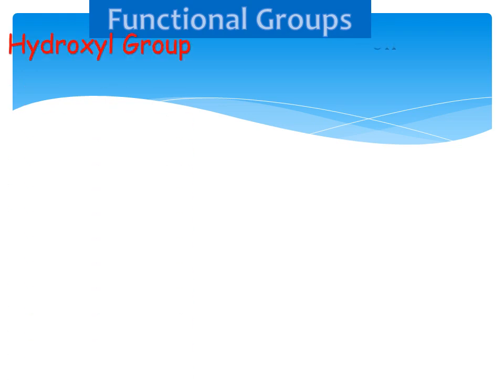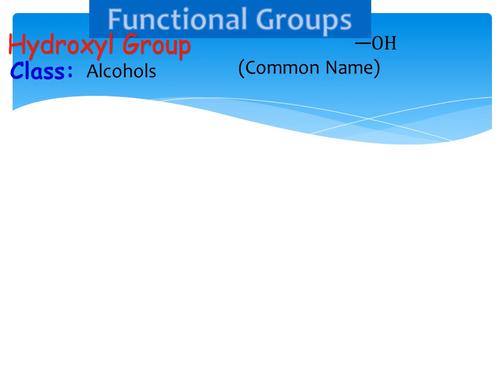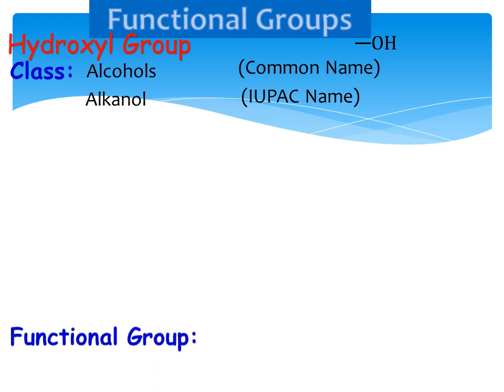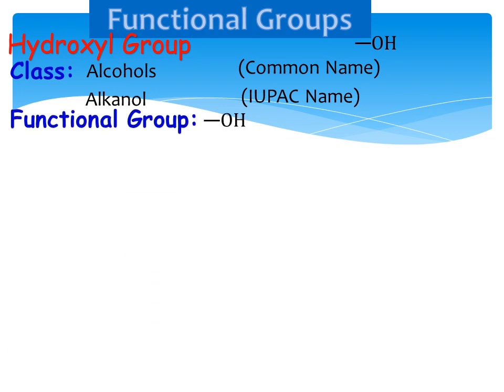So firstly, the alcoholic group. This is the hydroxyl group, or you can say the class which belongs to the hydroxyl group is alcohols. Commonly they are called alcohols, but when you go for their IUPAC name, as you know they are derivatives, you simply eliminate the E of the alkane, the parent hydrocarbon, and replace it with OL. So the IUPAC name changes to alkanol. The functional group has a spare valency along with the OH group.